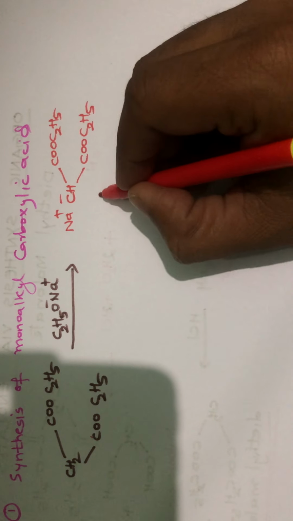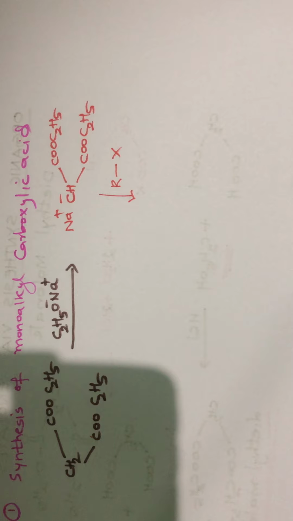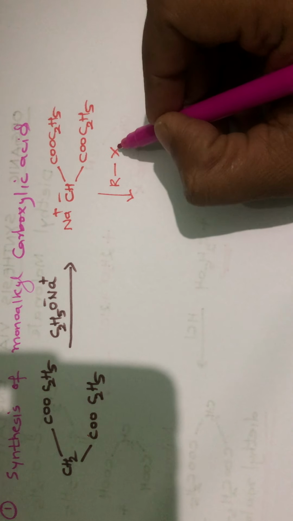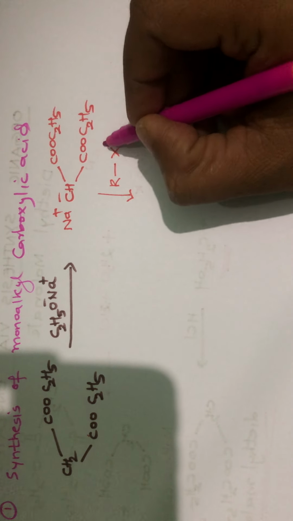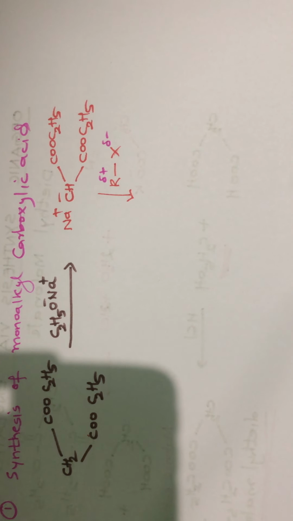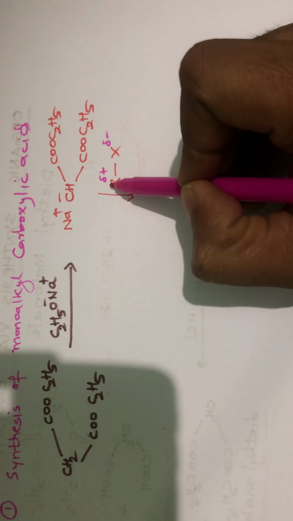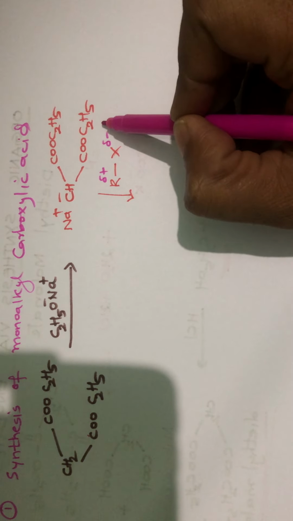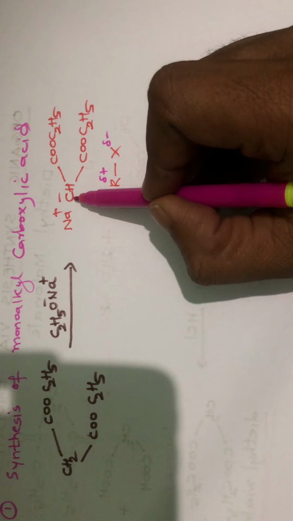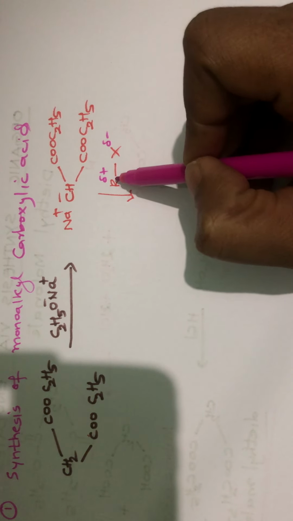This sodium salt is treated with an alkyl halide, that is RX. You know that in an alkyl halide, the halogen is electronegative, so it acquires a slight negative charge, and this carbon acquires a slight positive charge. So this negatively charged carbon attacks this carbon and forms a bond, expelling X minus. So there will be a bond between this carbon and this alkyl part, resulting in the formation of this compound.